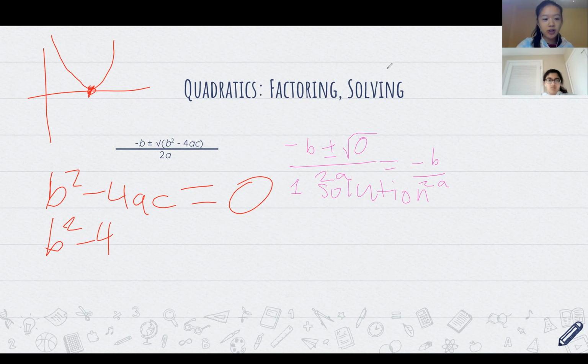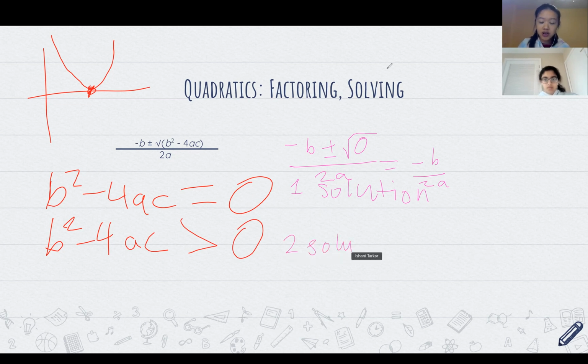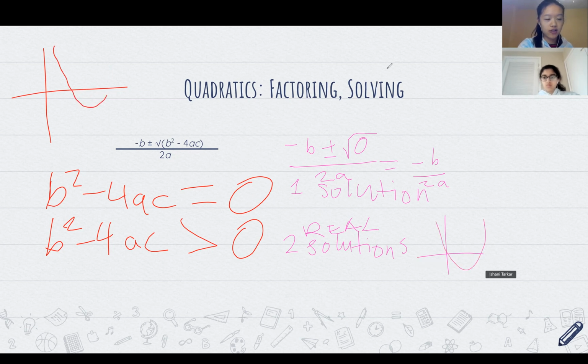And if b squared minus 4ac is greater than 0, then that means there are 2 real solutions to the quadratic equation. That also means that the parabola is crossing the x-axis and intercepting it twice. So in other words, it has 2 solutions because it crosses the x-axis twice.